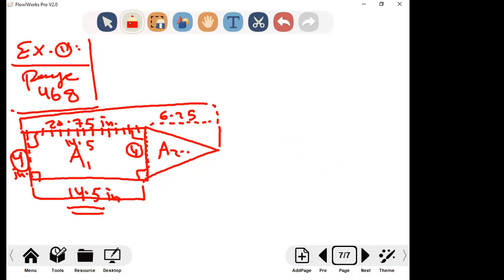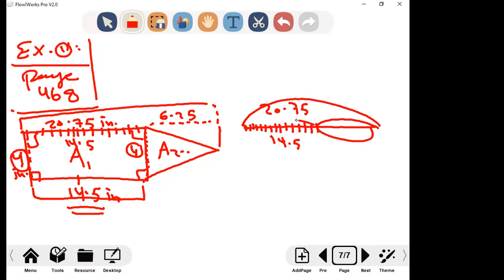Now look, the whole length is how much? 20.75, right? The whole. I have part of it. This part for the rectangle, how much? Same of this, right? So this is 14.5. I want only this. So the whole minus this is still the rest, right?